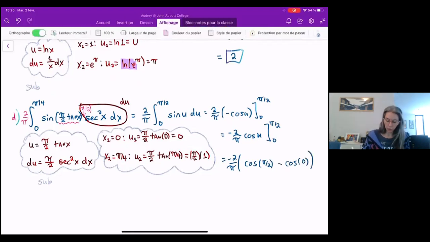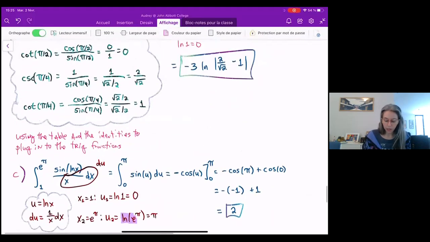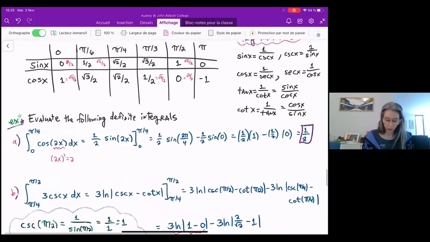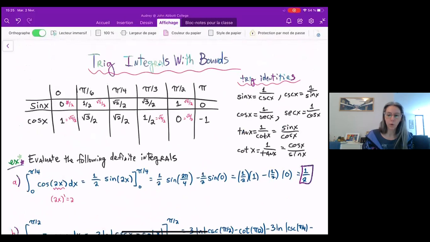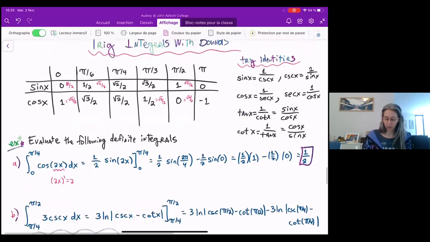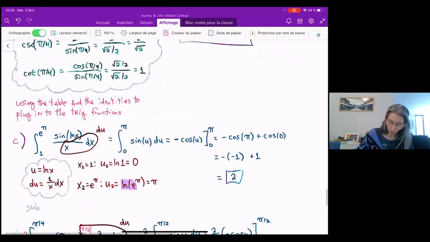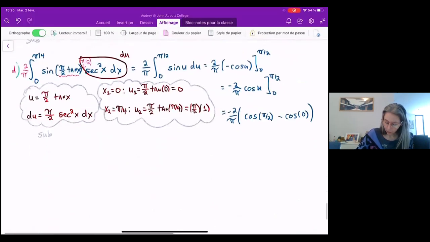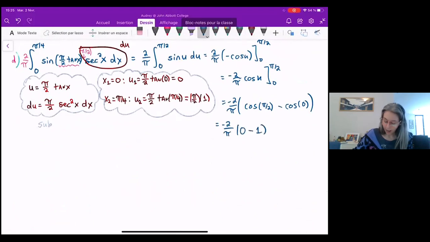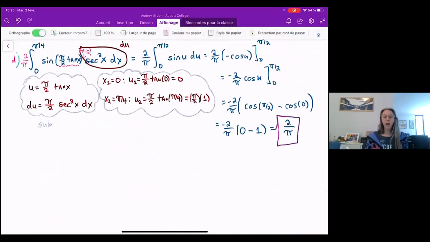Cosine of pi over 2, let's go to our charts. Cosine of pi over 2 is 0, and cosine of 0 is 1. So we're just going to replace. We get negative 2 over pi times 0 minus 1 to have a final answer of positive 2 over pi, which I'm not going to write as a decimal. I'm just going to leave as is.